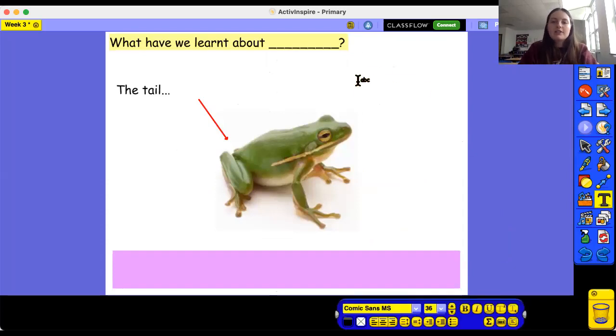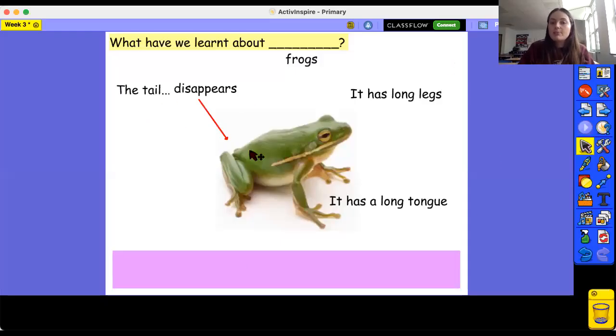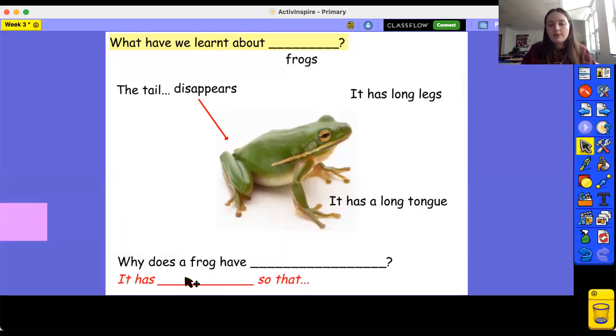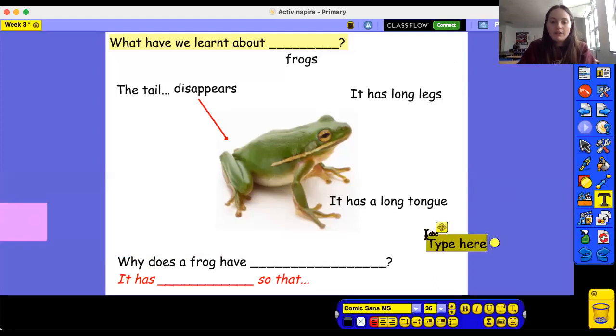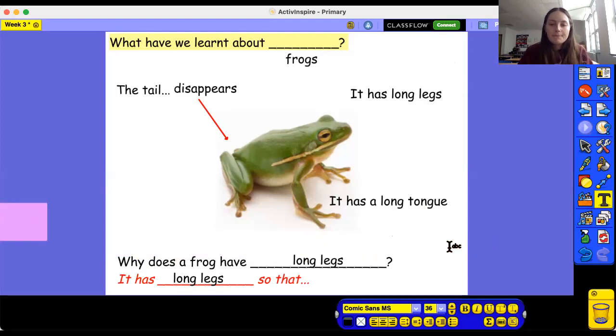So what have we learnt about frogs? I want you to tell somebody in the room or write down some facts that you can remember about the frog. Pause the video, off you go. So maybe you wrote that the tail disappears, that the frog has got long legs, or that it's got a long tongue. Those are some of the things that we learnt. So my last question for you is, why does a frog have long legs? Tell somebody in the room why the frog has long legs. Brilliant. The frog has got long legs so that it can jump.